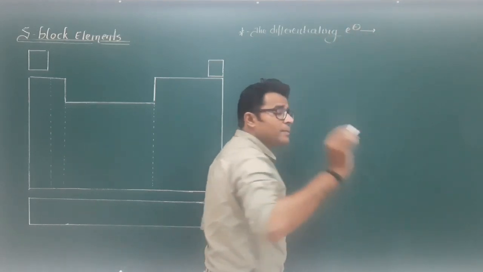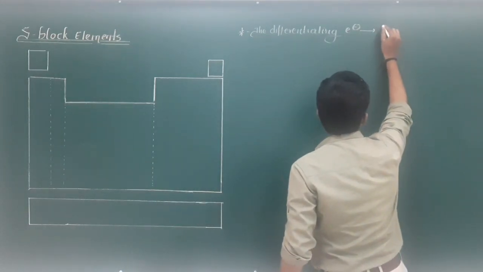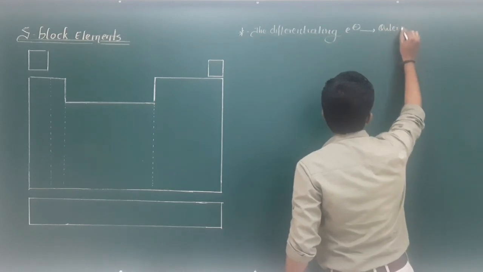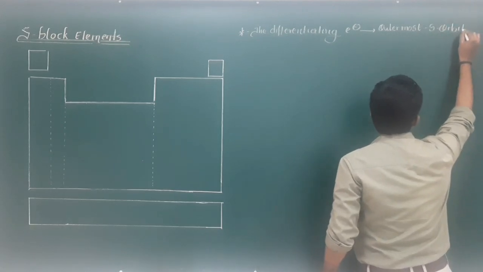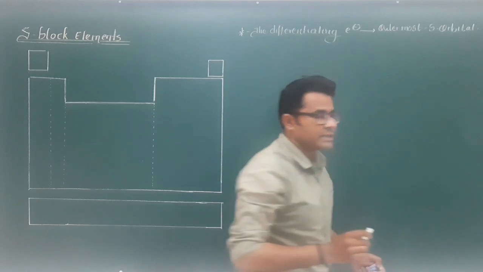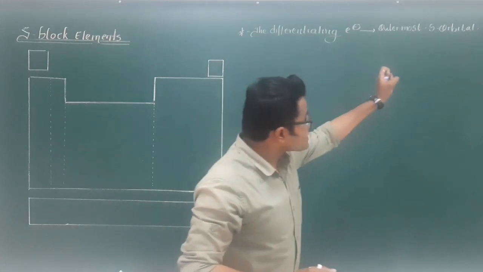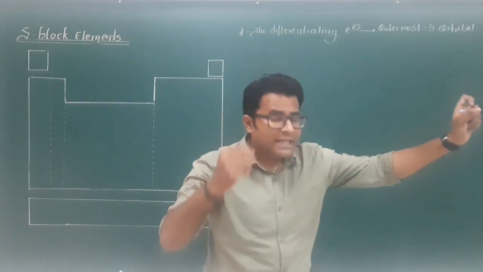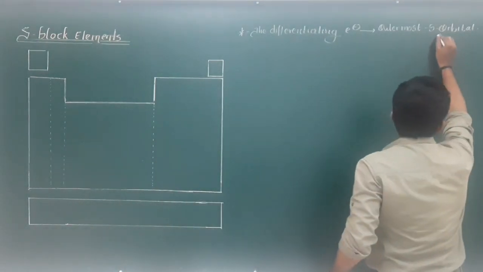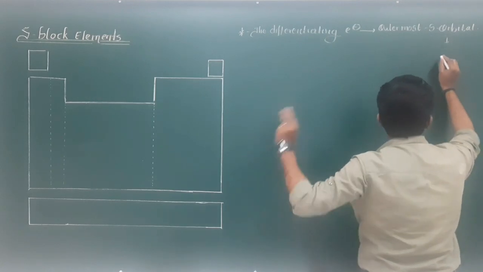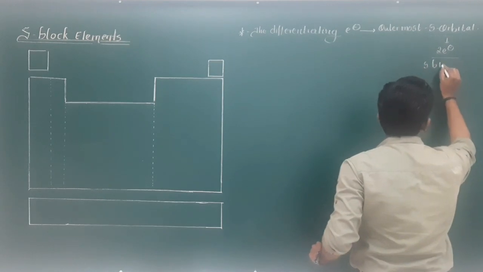Therefore, in s block elements, the differentiating electron enters into the outermost s orbital. Due to this, these elements are classified as the s block elements. Now, we know the capacity of the s orbital. It has a capacity to accommodate 2 electrons, right?